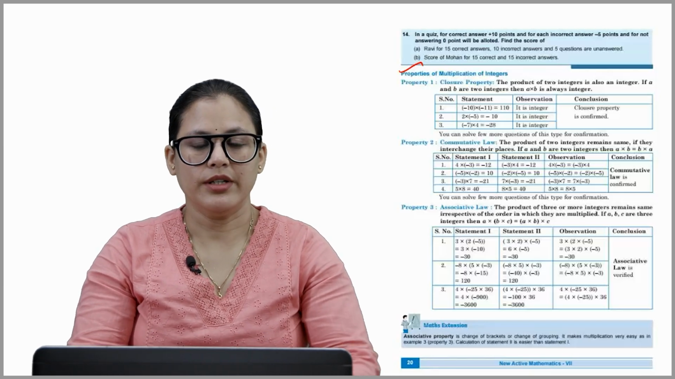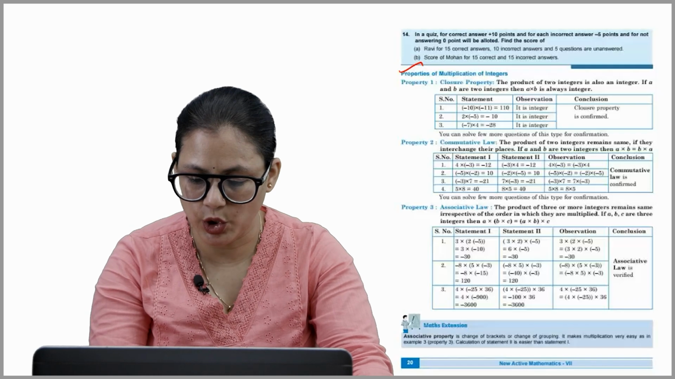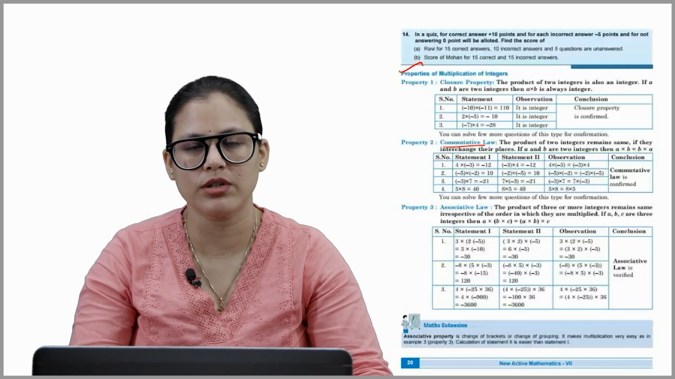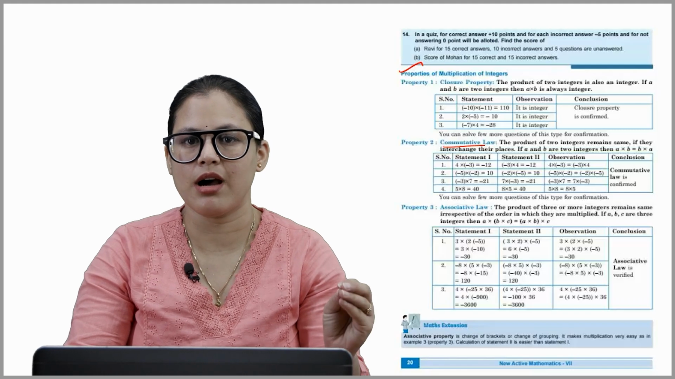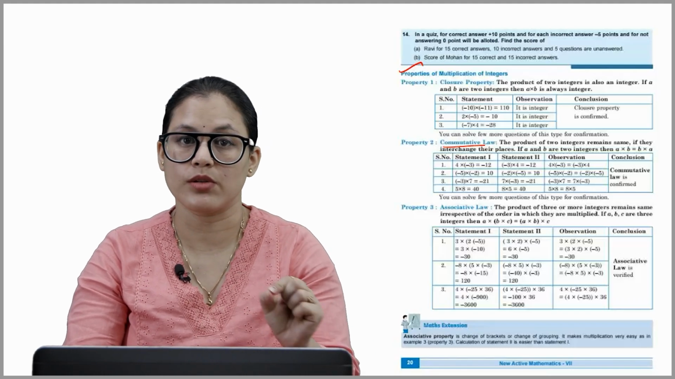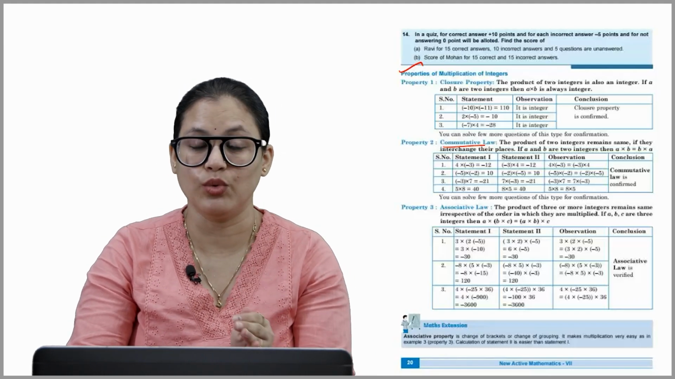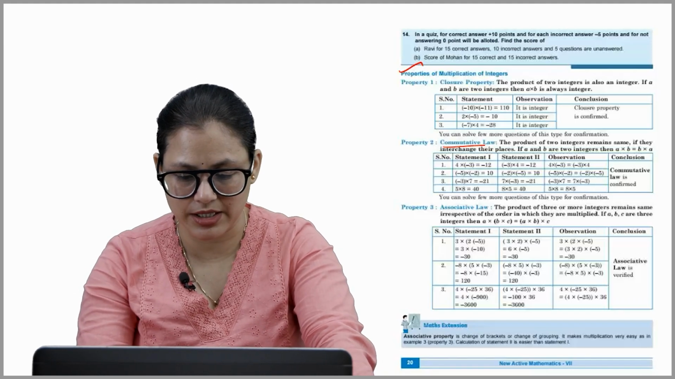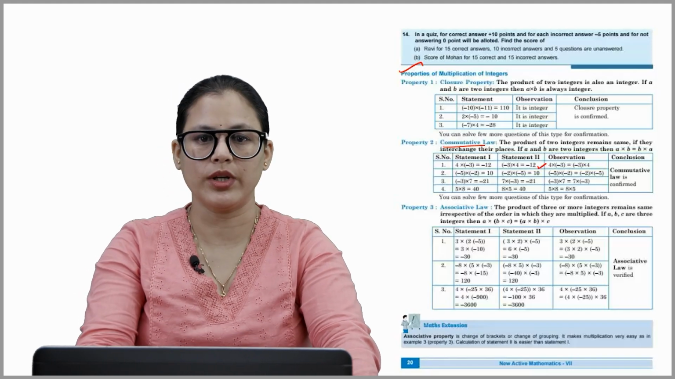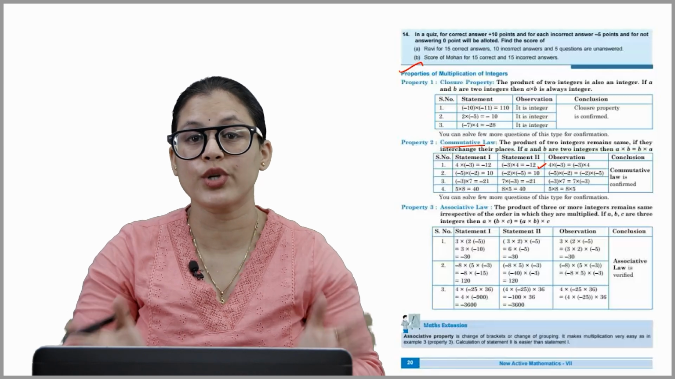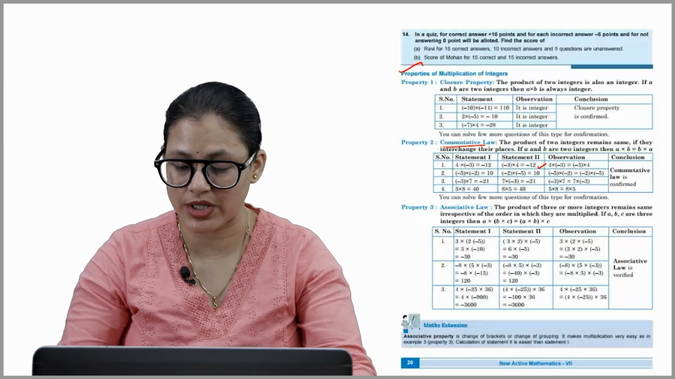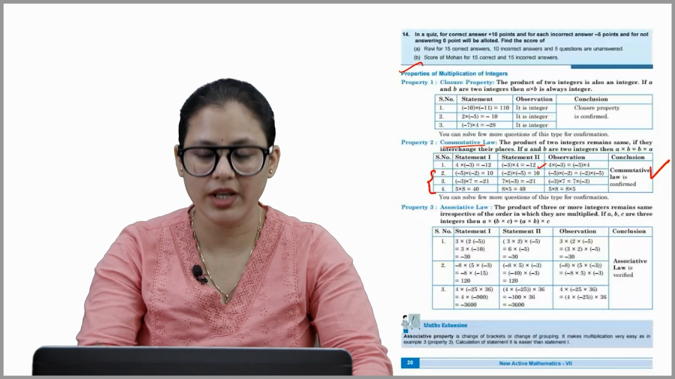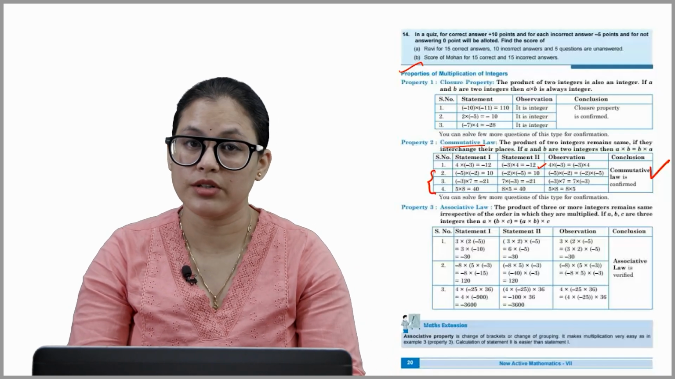Okay. Property 2, commutative law. The product of two integers remains same if they interchange their places. If a, b are two integers, then a into b is equals to b into a, which you already know. Okay. So, 4 into minus 3 is equals to minus 12 and minus 3 into 4 is equals to minus 12. Okay. So, there is no change in the product. That means commutative law is confirmed. Okay. Same in these examples, you can check the product remains the same.